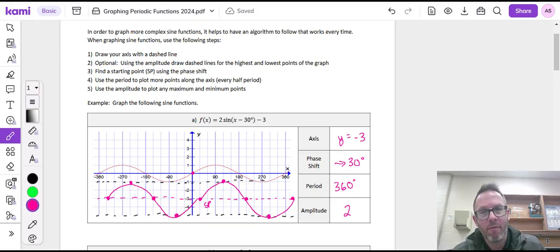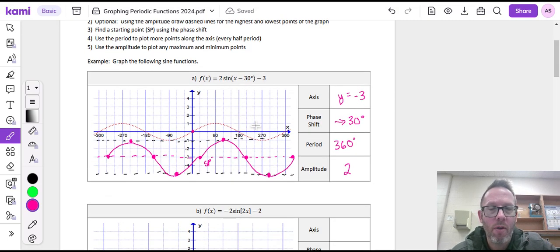And we're going to use the same steps every time. Draw the axis, find the starting point, and use the period as well as the amplitude to plot more points. So let's try another one using this algorithm.